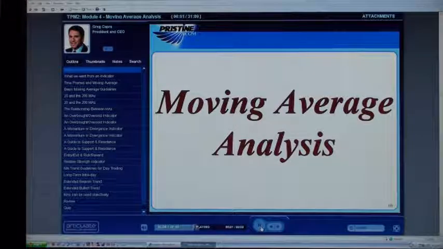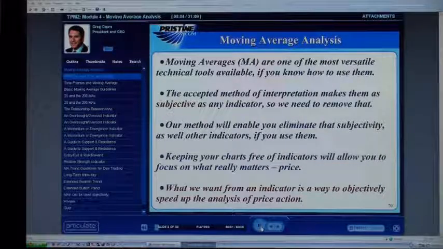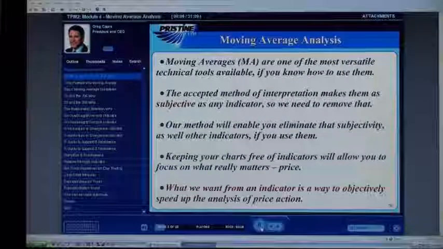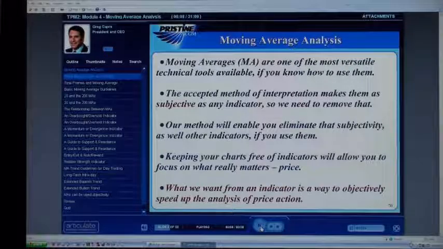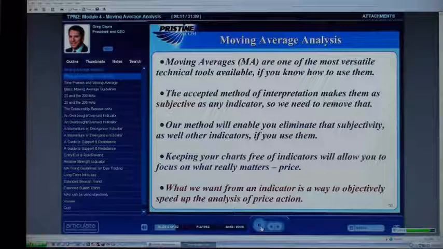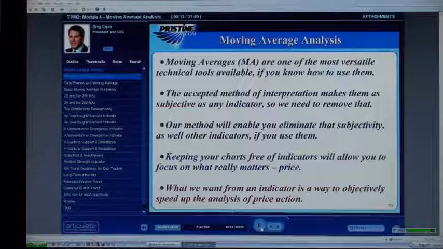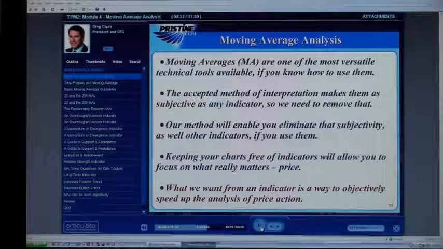Moving average analysis. Moving averages are one of the most versatile technical tools available, if you know how to use them. The accepted method makes them as subjective as any other indicator, so we need to remove that. Our method is going to eliminate that subjectivity, as well as other indicators.